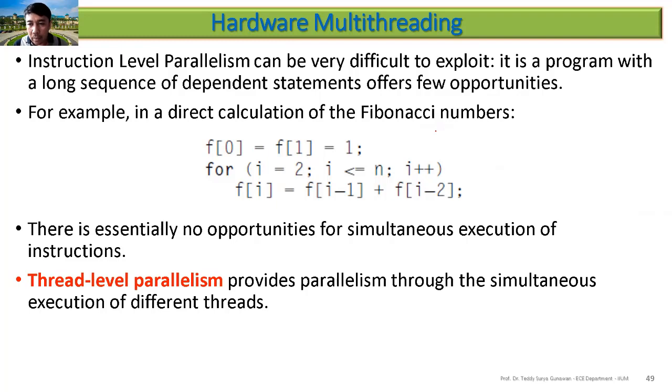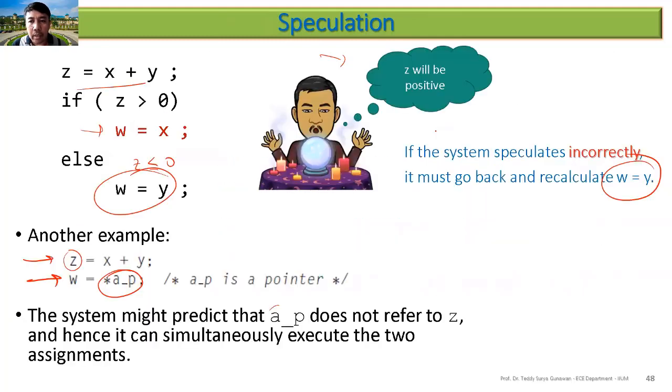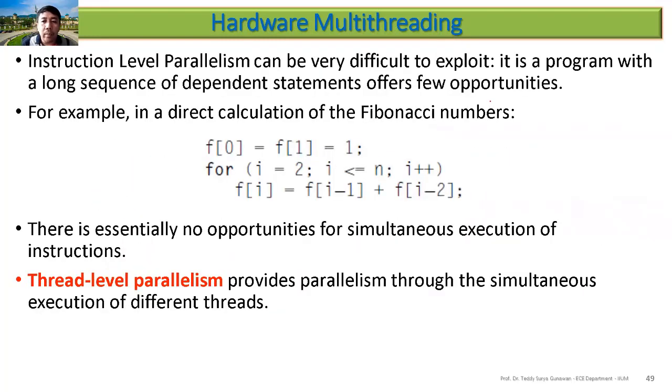Let's see now the hardware multi-threading. Previously we had pipelining and multiple issue. Now we see hardware multi-threading. This is also called hyper-threading in Intel. It was devised by Intel processors, so it means it can run 2 instructions at once.